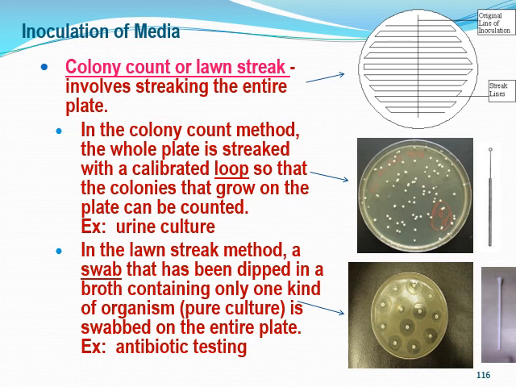So, like I talked about, here's that colony count or long streaking. You streak the entire plate, but you take that one colony that you found from your quadrant streaking, then you put it here. In the colony count method, the whole plate is streaked with that calibrated loop so that the colonies that grow on that plate can be counted, like in a urine culture. In the long streak method, a swab that has been dipped in a broth containing only one kind of organism, that's a pure culture, is swabbed on the entire plate, and then you do antibiotic testing. So you see an example of how that long streaking is done up at the top.